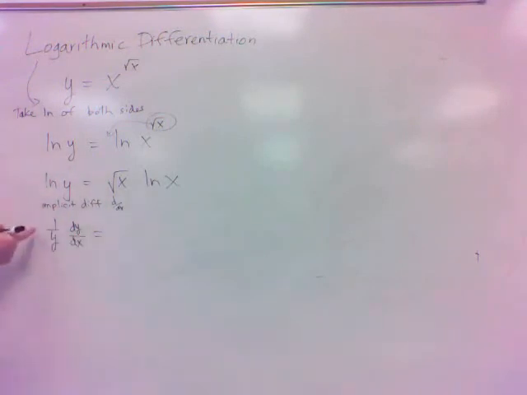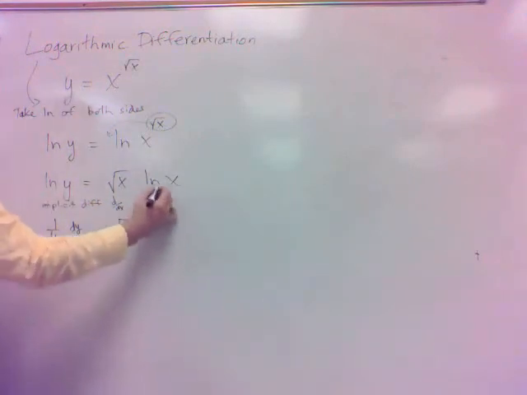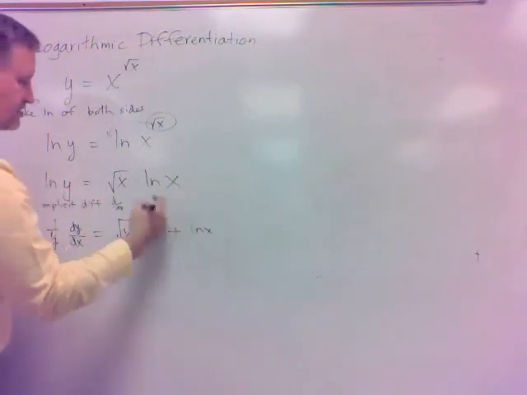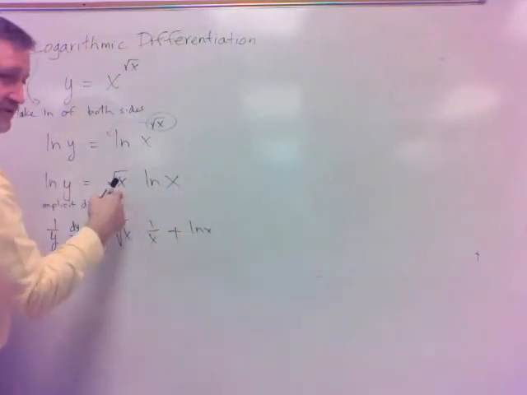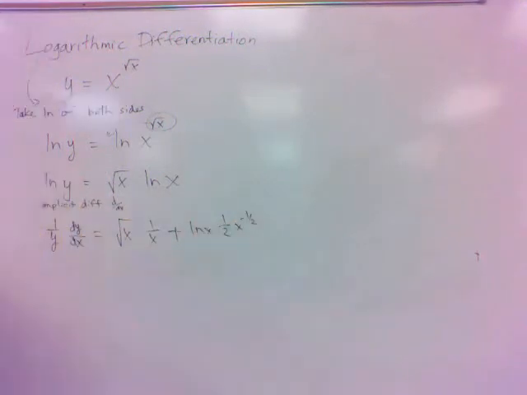So this side, the d/dx of it would be 1 over y times dy/dx. Okay? The other side, well, it's not too bad, but it is a product rule. So do our product rule here. Square root of x times the derivative of ln of x, which is 1 over x, plus the ln of x times the derivative of x to the 1/2, isn't it? So that'd be 1/2 x to the minus a half. Cleaning it up a little bit.